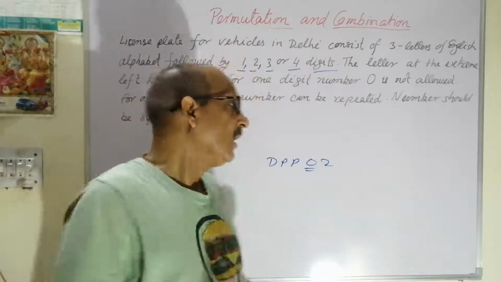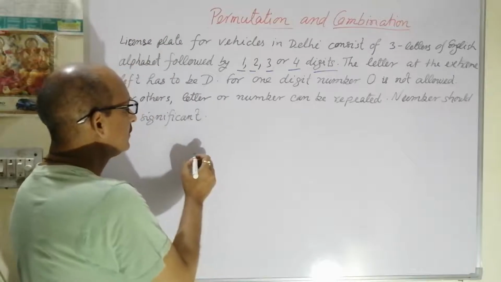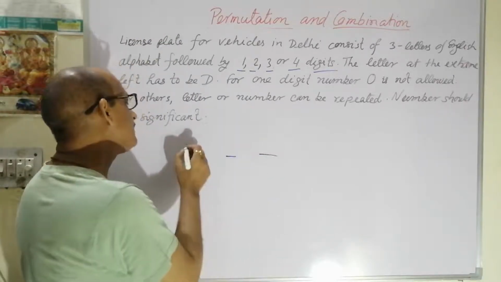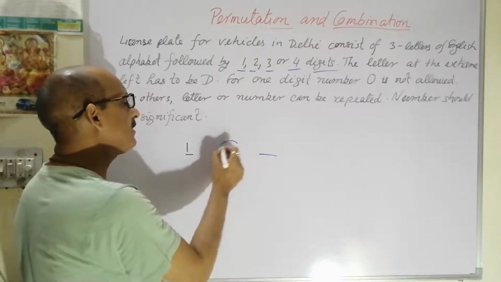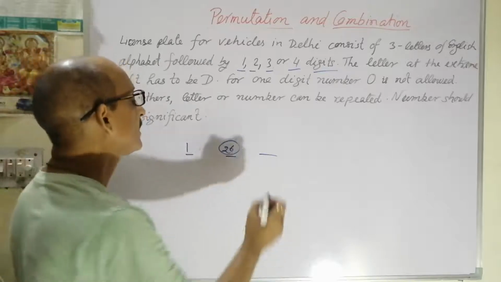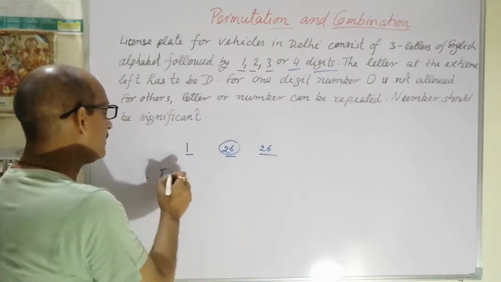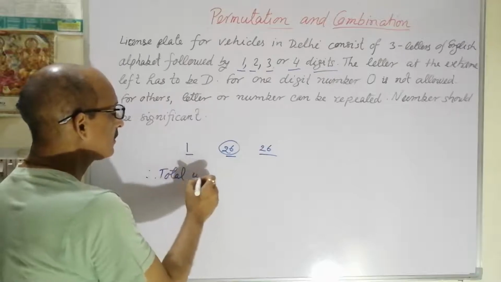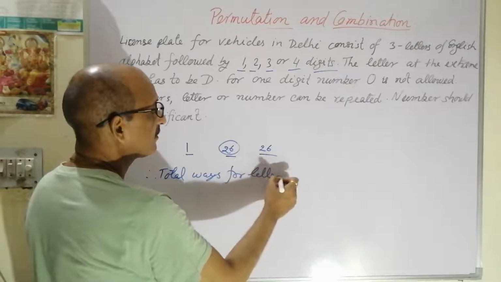Let's see. First of all, we are going to arrange the letters. So we are creating here three places. This one is fixed by one place. But here 26 letters can appear, A, B, C, D up to Z. Here again 26 letters can appear. So total ways for letters arrangement.